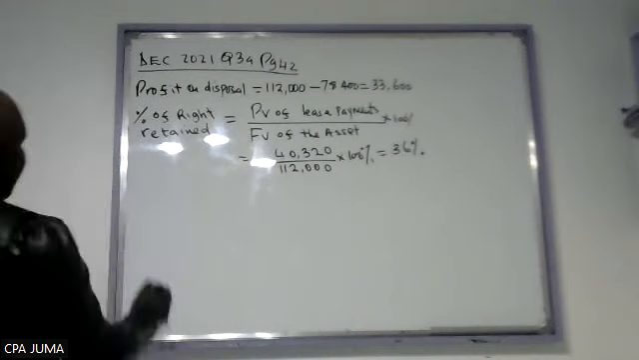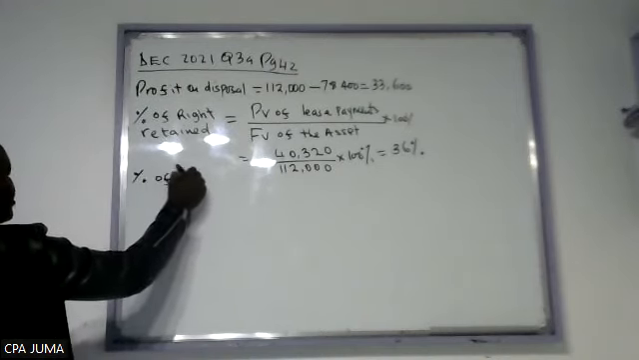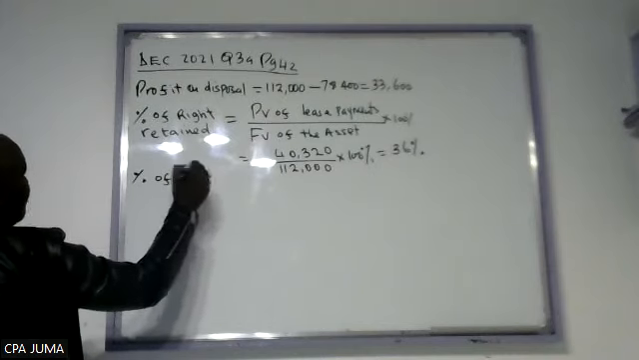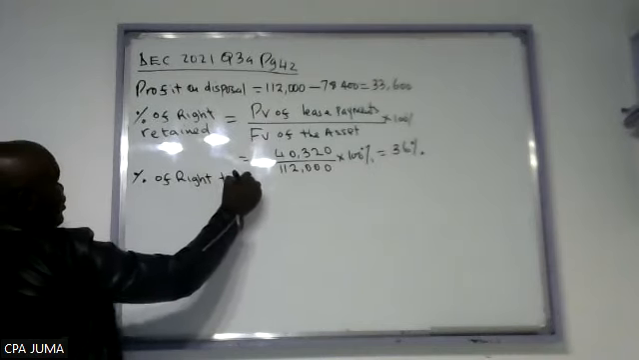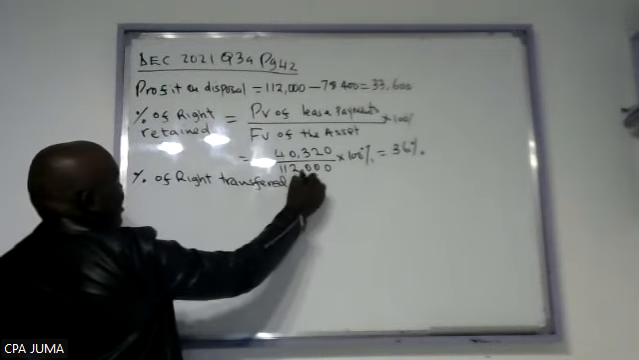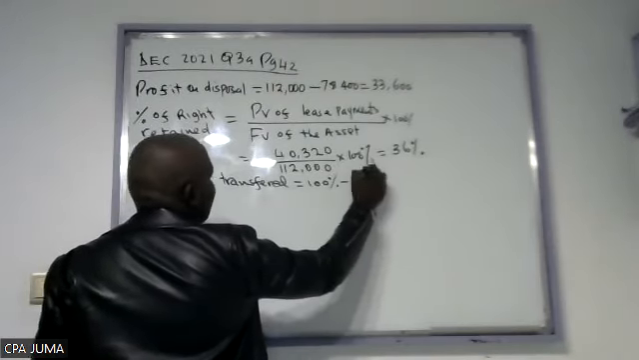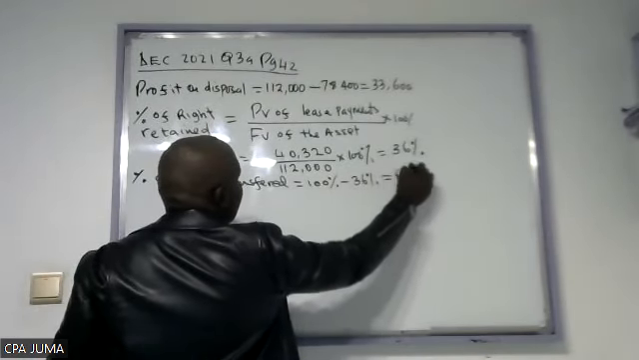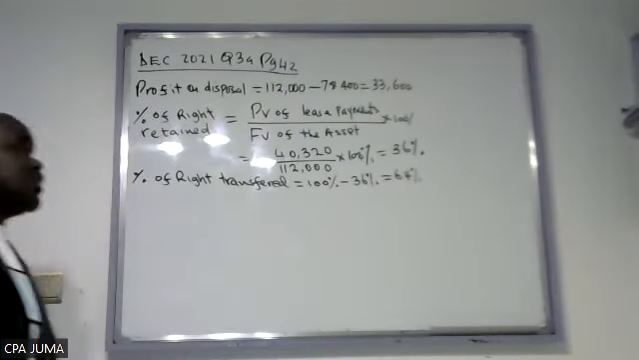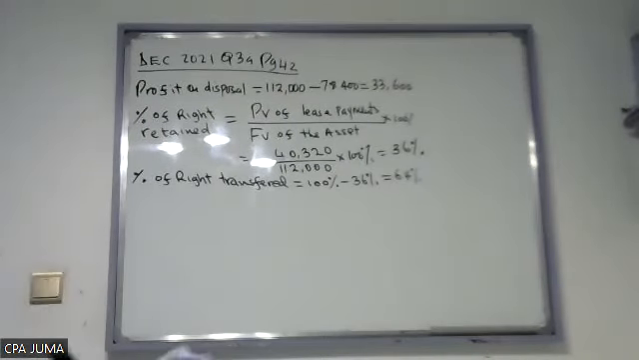Meaning that percentage of rights transferred, so the right transferred will be 100 minus 36. So the right you are transferring is 64%. The right you have transferred is 64%. And this question, you must look at it properly.